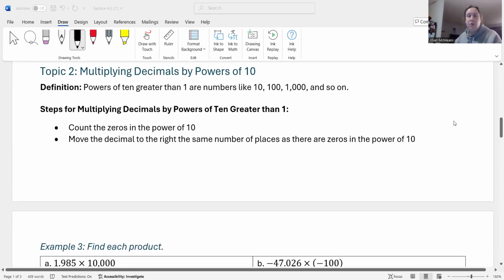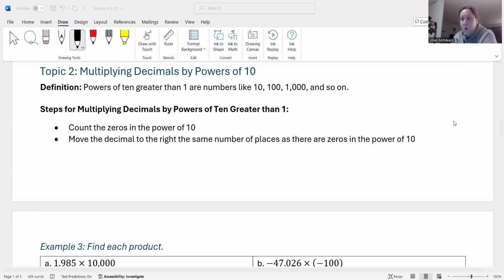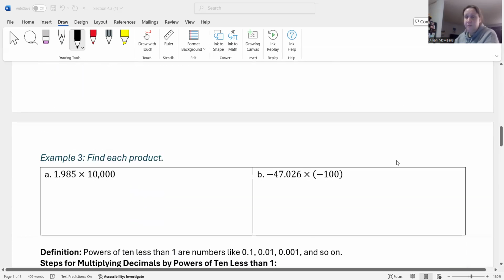So powers of 10 greater than 1 are numbers like 10, 100, 1,000, and so on. So basically 1 followed by nothing but zeros. Those are powers of 10. Okay? Now, steps for multiplying decimals by powers of 10 greater than 1. You count the zeros in the power of 10, and then all you have to do is move your decimal to the right the same number of places as there are zeros in the power of 10. So for each zero in the power of 10, you get to move your decimal to the right once. Okay? So it's a nice little shortcut. It can be a handy thing to know.